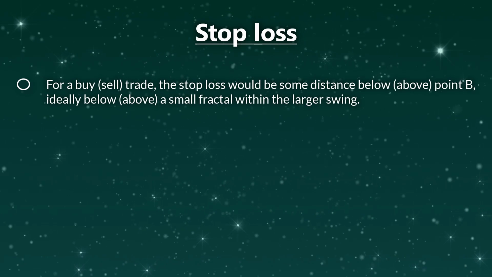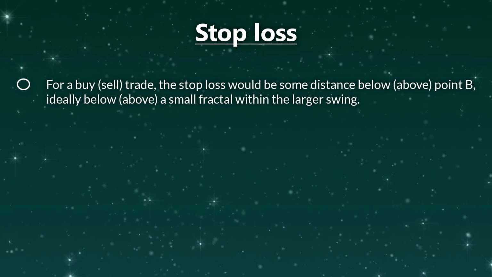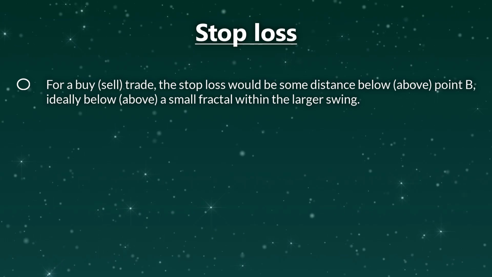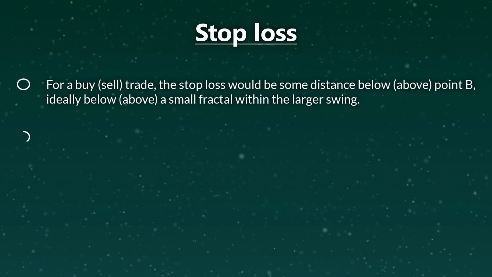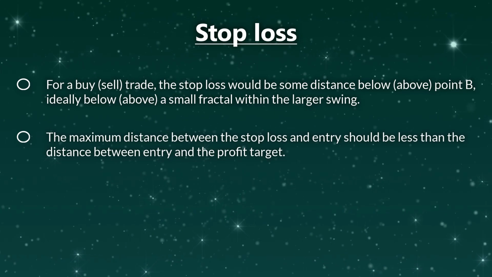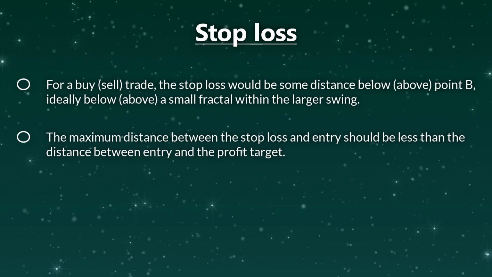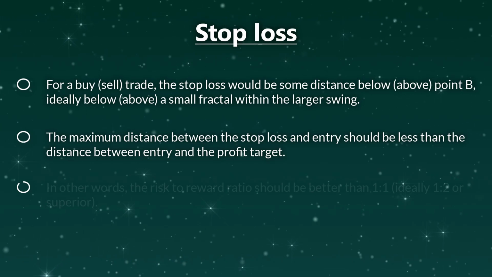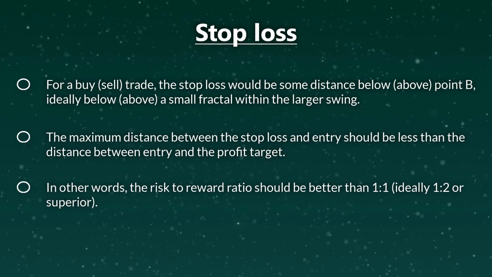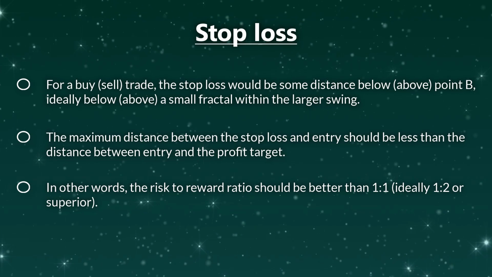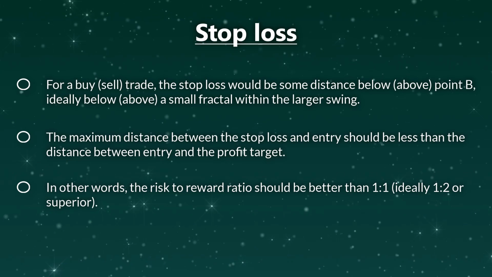Stop loss. For a buy-sell trade, the stop loss would be some distance above point B, ideally below or above a small fractal within the larger swing. The maximum distance between the stop loss and entry should be less than the distance between entry and the profit target. In other words, the risk-to-reward ratio should be better than 1:1, ideally 1:2 or superior.